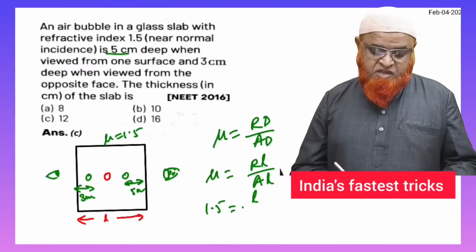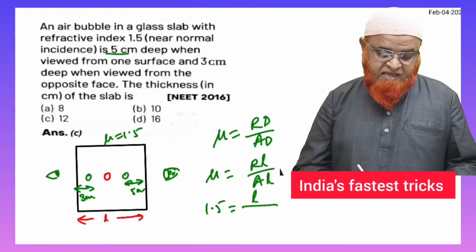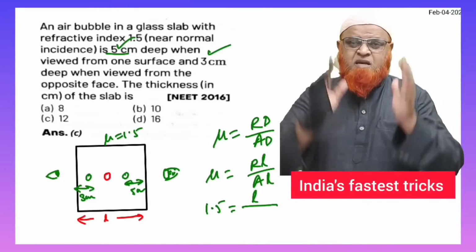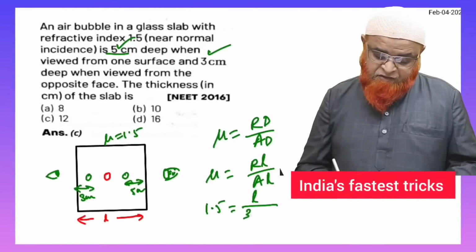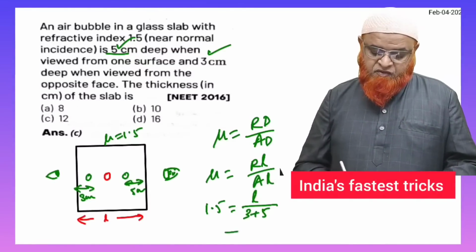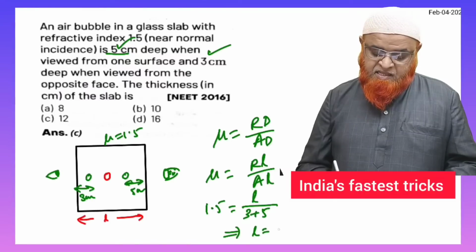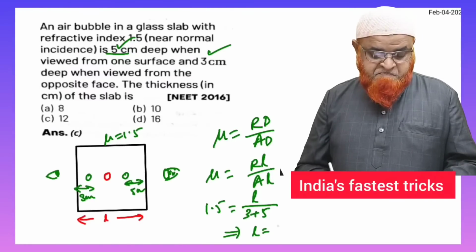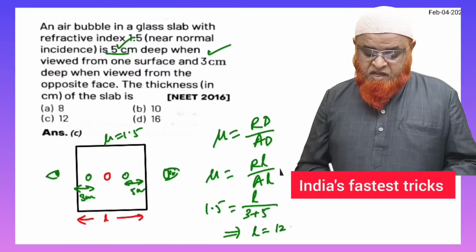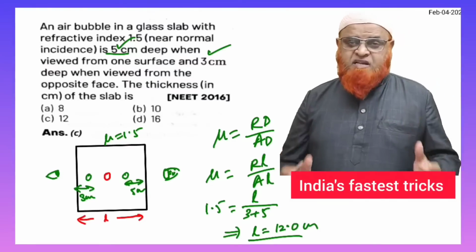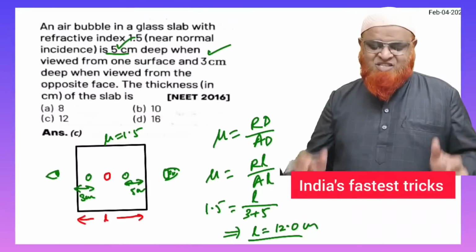Apparent length means you can consider these two lengths, 5 centimeters and 3 centimeters, combined together. Therefore, that is 3 plus 5, so you will be getting the apparent length as 8. Then real length is 1.5 times 8, which is going to be 12 centimeters as the length.